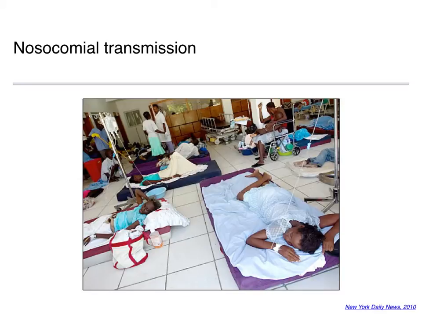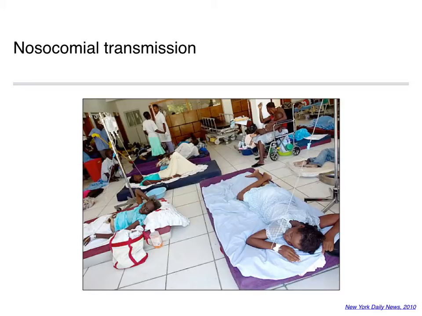Another thing that promotes resistance would be nosocomial transmission. This is a picture from Haiti after the earthquake, just showing there are all these patients in rather close proximity to each other who can very easily transfer infection and also resistance back and forth to each other.